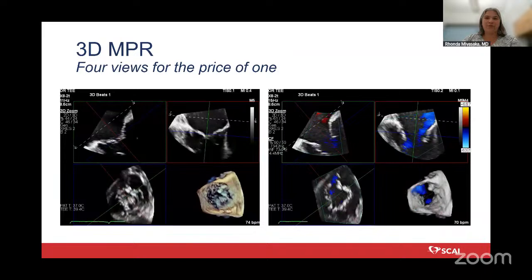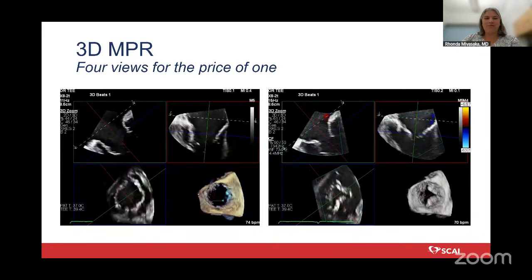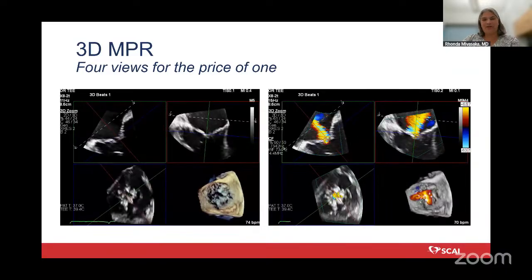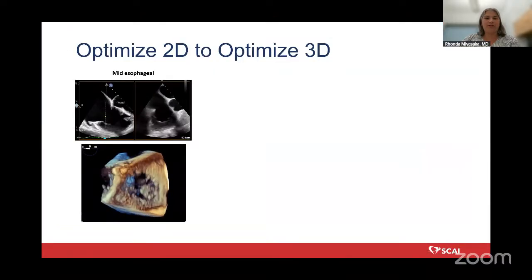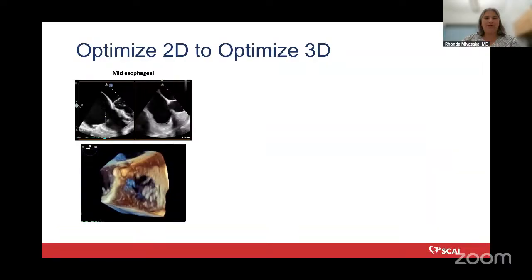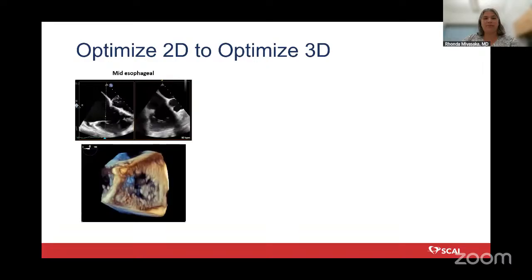But the first question everyone always asks me is, well, I have trouble with my 3D imaging. I go into 3D, the images aren't quite good enough, so I have to go back to 2D. And so the first thing that I'm going to quickly touch on is what we can do for TE image optimization. Really, the most important thing to understand is that our 3D image is completely dependent on the quality of our 2D image. And so the first thing we have to do before going to 3D is really spend time optimizing our 2D image.